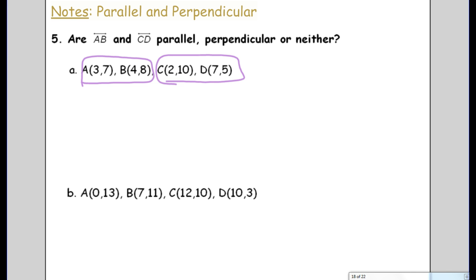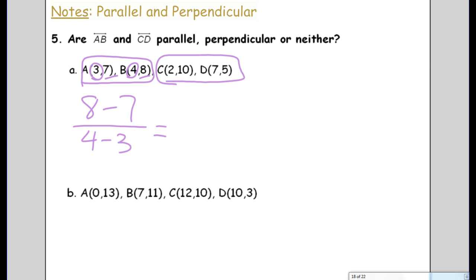How in the world would I find out if they're parallel, perpendicular, or neither? What would I need to find? What we did in the warm-up. Slope. You need to find the slope. So let's find the slope. Ready? Circle my X's and underline my Y's. Underline minus underline over circle minus circle. Delta Y over delta X.